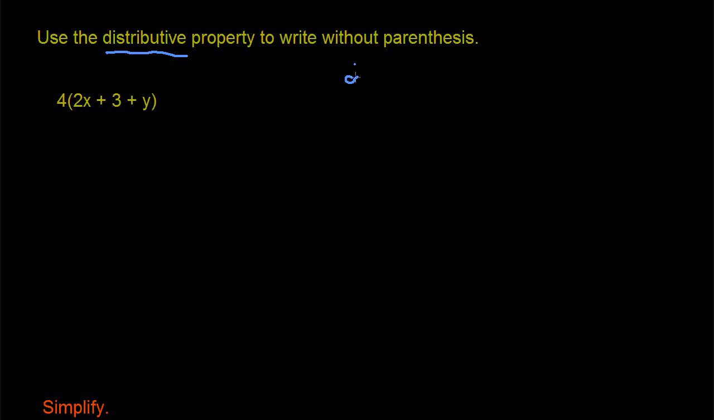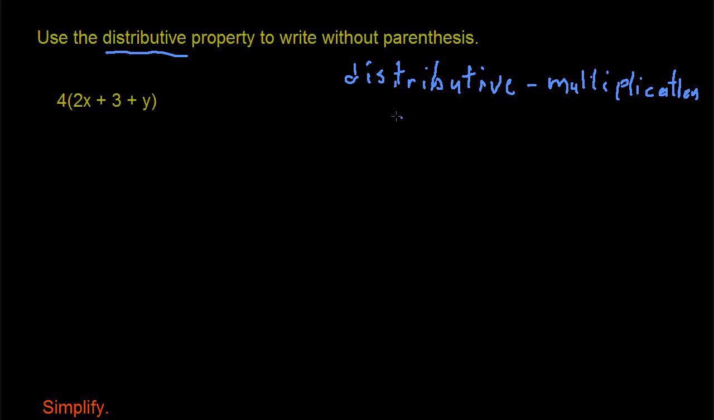What is the distributive property? The distributive property is multiplication distributing over addition. And so we need an example of this.